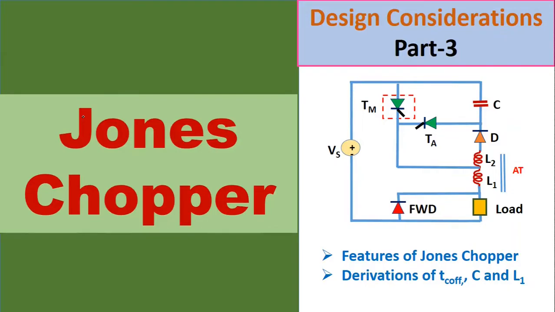In this lecture, we are going to see the design consideration of Jones chopper. Under this, we are going to see the features of Jones chopper. Then we are going to do the derivations of circuit turn off time TC off. Then we are going to derive the capacitance C value, which is the commutating capacitor connected in this circuit of Jones chopper. Then we are going to derive the value of inductance L1.